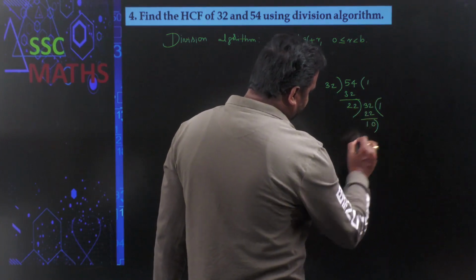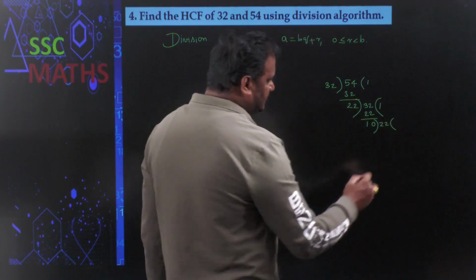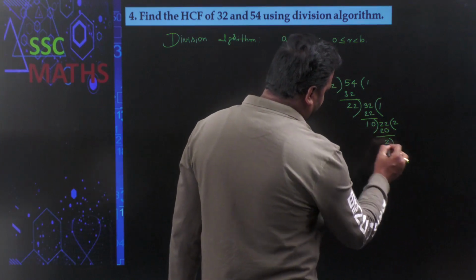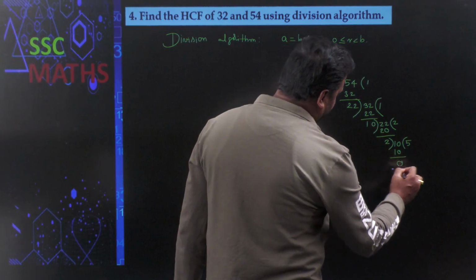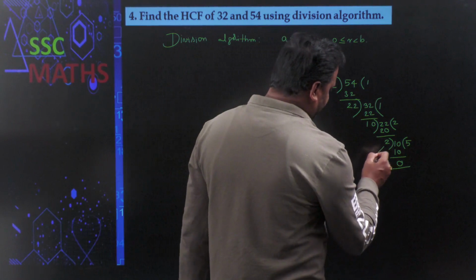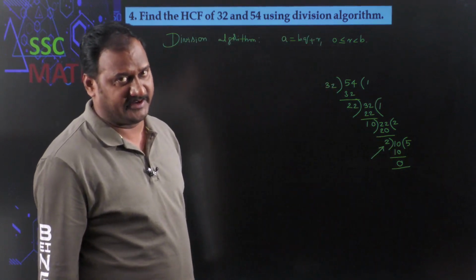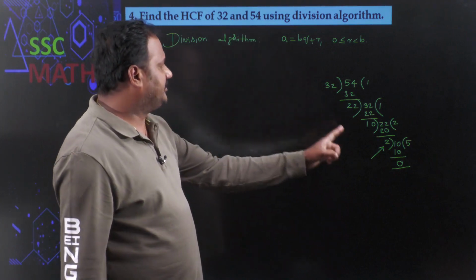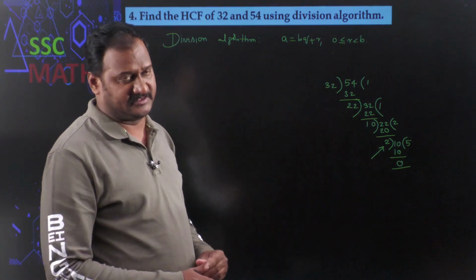Now this remainder is the divisor, and this divisor is the dividend, right? So 10 twos are 20, remaining 2, and then this is 10, so 2 fives are 10. Finally you get the remainder 0. So for whichever division you get the remainder 0, that divisor is said to be the HCF of the numbers. Hope you understand. So HCF of 32 and 54 is going to be 2. 2 is the HCF of those two numbers.